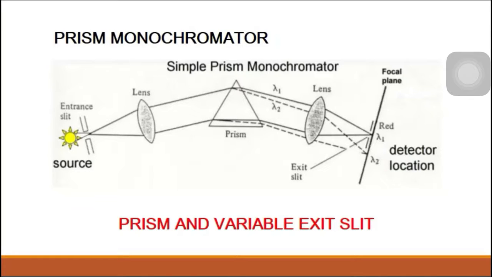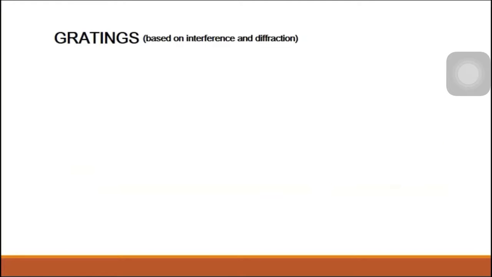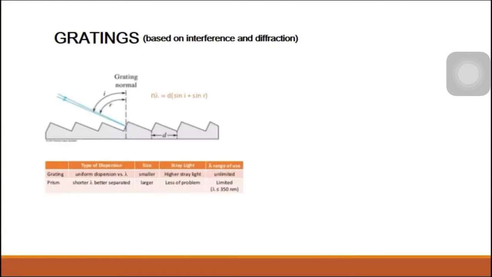Also, take note, dispersing elements can be a prism or a diffraction grating. Again, they serve as dispersing elements. Focusing elements can be lenses or mirrors. Gratings are based on interference and diffraction. Gratings usually consist of grooves in glass, quartz, or a mirror.